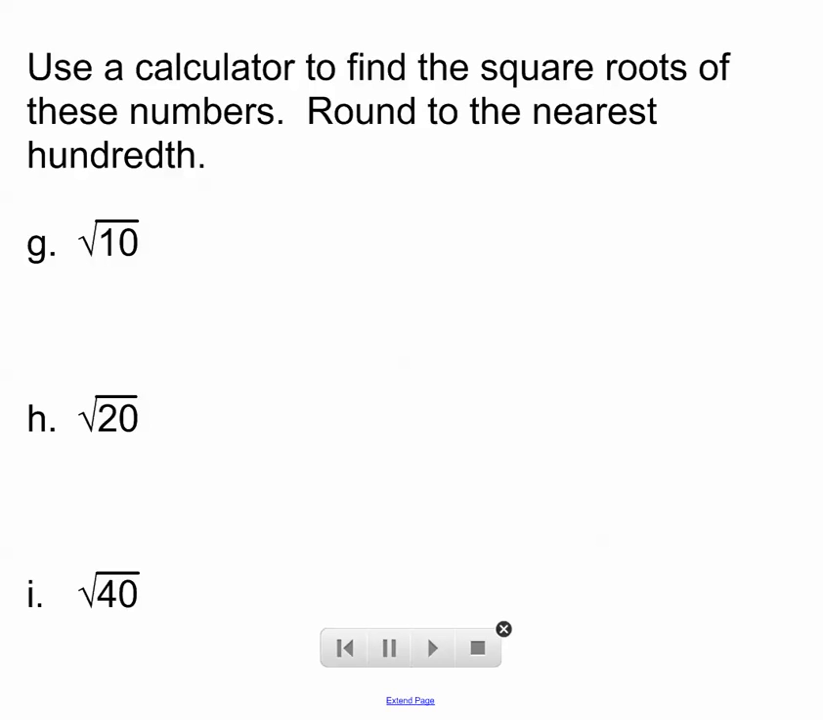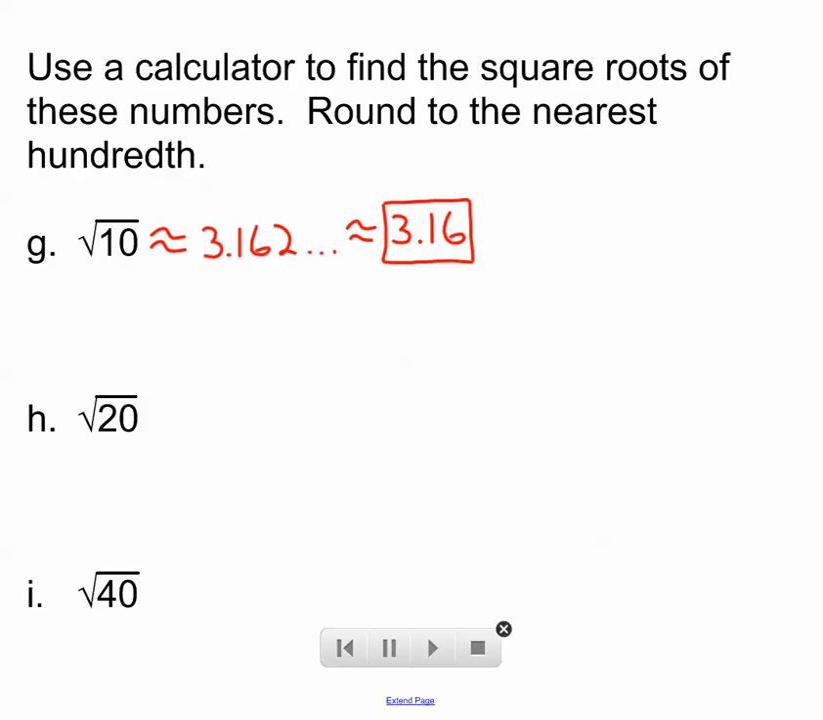Use a calculator to find the square roots of these numbers. Round to the nearest hundredth. On most calculators, you would type in 10 and then hit the square root button. On some calculators, you have to hit the square root button and then the 10. Either way, if you're doing it right, you should get 3.162, and then the numbers go on from there. We'll do more on rounding later, but the 2 tells me to keep the 6, and this is to the nearest hundredth.